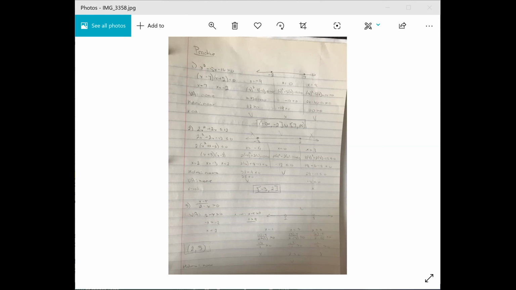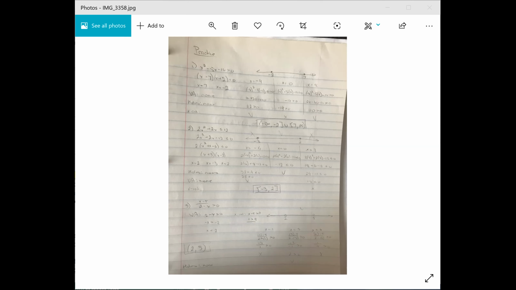Oops, I erased everything. But once you do that, you can continue to factor the inside part. So you have x plus 3 times x minus 2. Then you check that these are your intervals. So you get that x is equal to -3 and x is equal to 2. So these are your 2 points that you have to test.